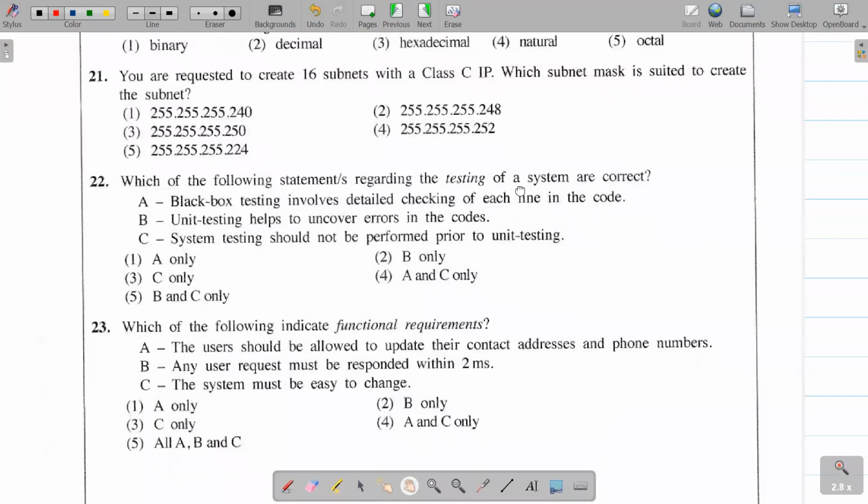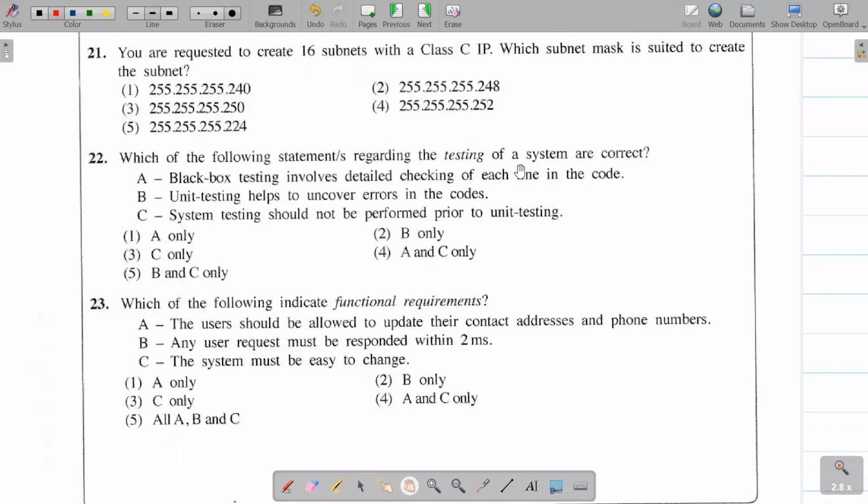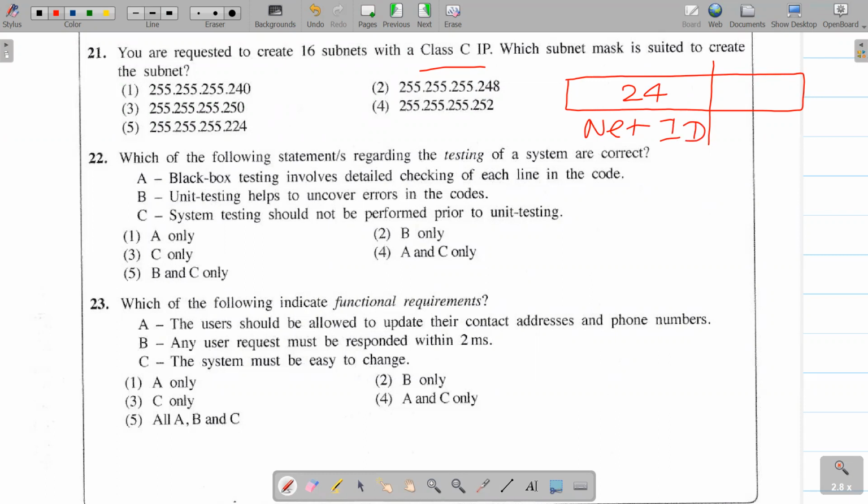Yes, 21. You are requested to create 16 subnets with class C IP. Which subnet mask is suited to create the subnets? It has directly said it is a class C IP. Class C IP means in the IP address 24 bits are used for the net ID and 8 bits are used for the host ID. That is the nature of class C.